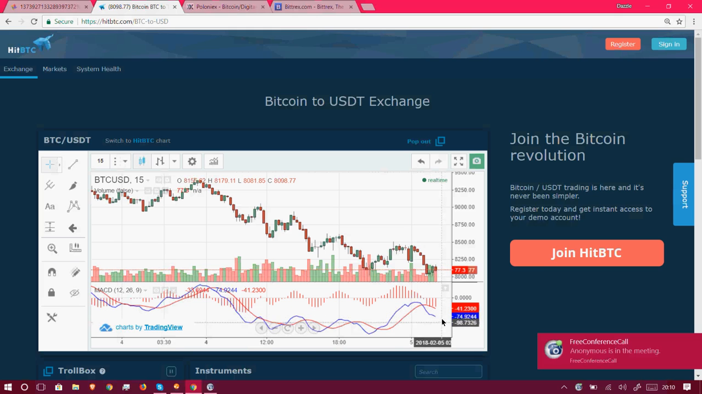So if I saw this as an actual signal for a trade, I would not take it, because it's so wide open as far as them touching together.